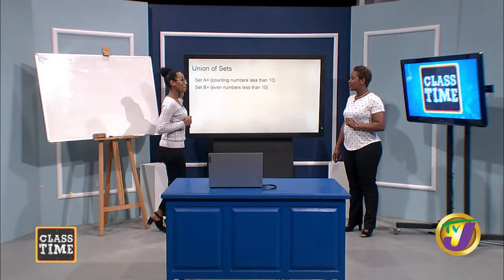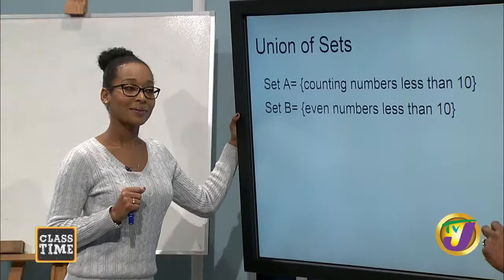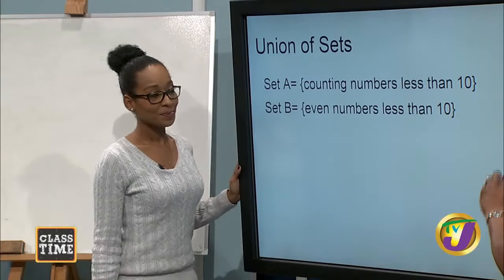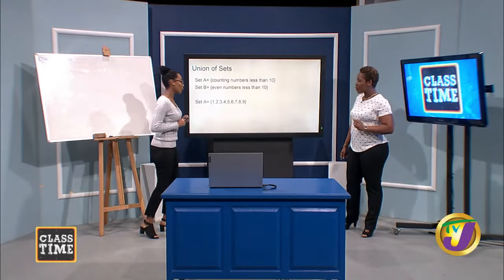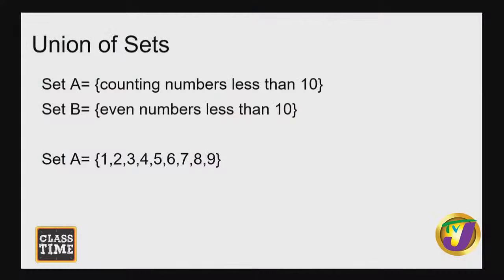All right. What about set B? Even numbers less than 10. 10 is still not in it. All right. So you start with even numbers. The first even number is 2. All right. 2, 4, 6, 8. I've got this. Good. Kudos. So let's look at set A and set B now. You have to tell me A union B. Let's see what you're going to say now.